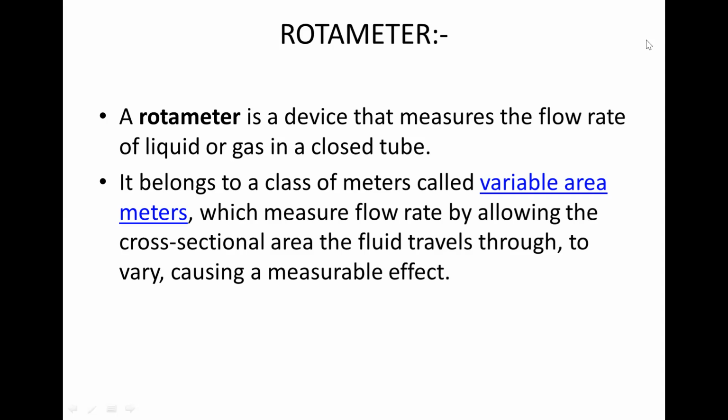So this measures the flow rate by allowing the cross-sectional area through which the fluid travels to vary, causing a measurable effect. So when the cross-sectional area of the tube where the device is used to measure the flow changes, accordingly the area of the fluid where it is flowing is also changing. The quantity is also going to be changing. So it belongs to the variable area type of meter. So it is used to calculate the quantity of the flow.